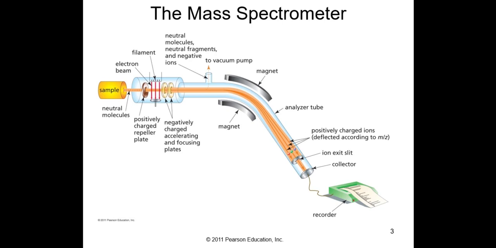The positively charged materials go through the radius of curvature with a magnet, and they accelerate and separate on the basis of ionic mass. You'll have an analyzer tube, and it will detect positively charged ions. They will be deflected by ionic mass according to m over z, that would be the ionic mass divided by z. In normal operation, z is equal to 1. Then you get an ion exit slit and a collector and then a recorder. The data is usually reported in terms of a bar graph.